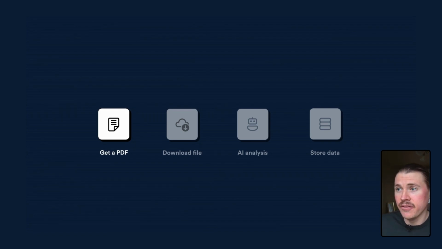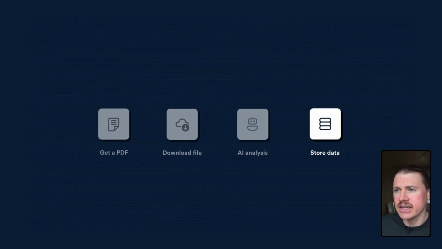Once we have the PDF, what we actually need to do is download the file and bring the data of the PDF into our Make scenario, so that then in the third step, we can have AI analyze the PDF. And then lastly, we need to store or send the data that we've extracted from that PDF somewhere.